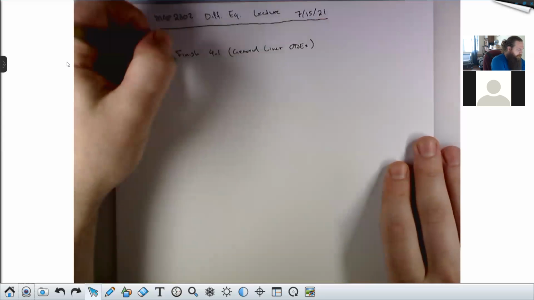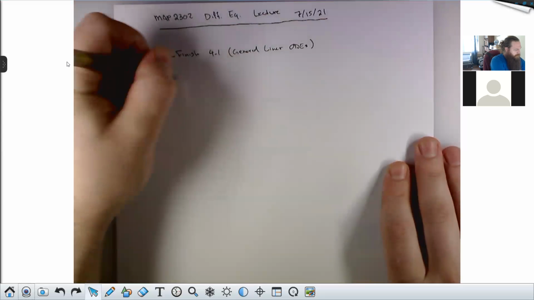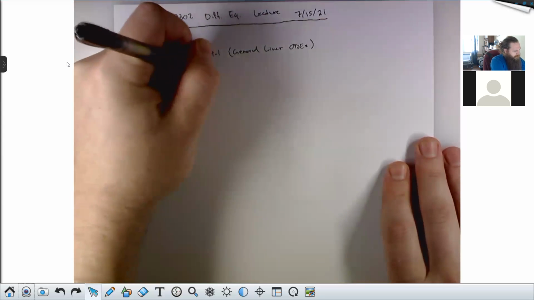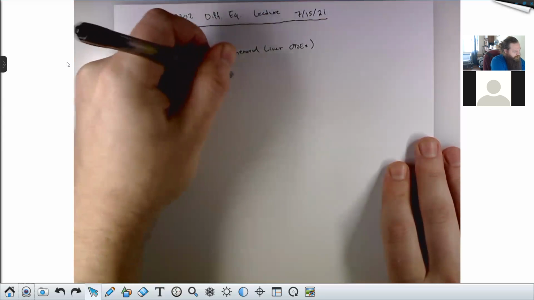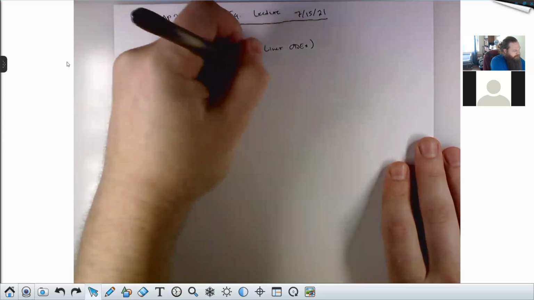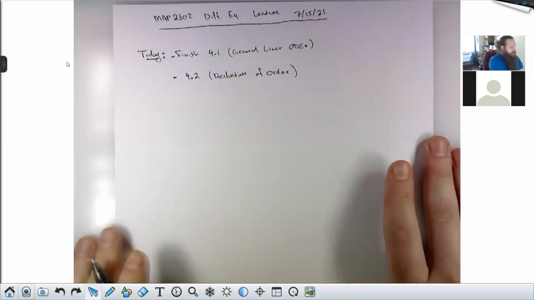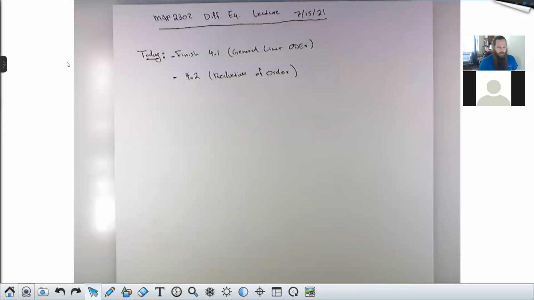And then, I suspect, we will get into section 4.2, which is on a method called reduction of order. This is a cute technique. If you have one solution to an order 2 differential equation, this allows you to find another. And for reasons that I'll reveal to you today, order 2 differential equations always have 2 solutions.